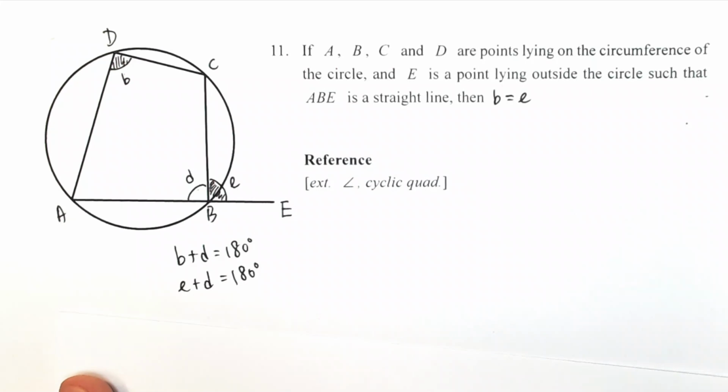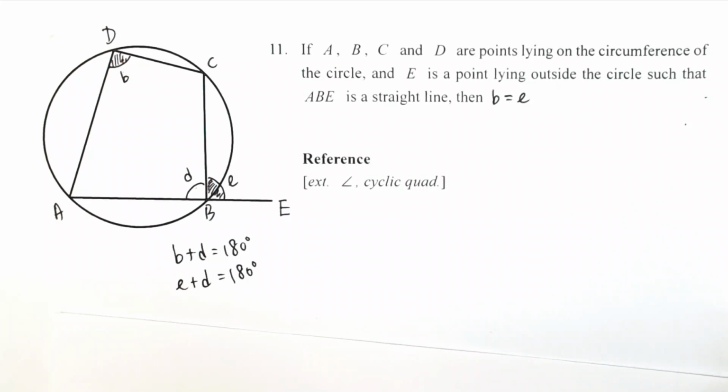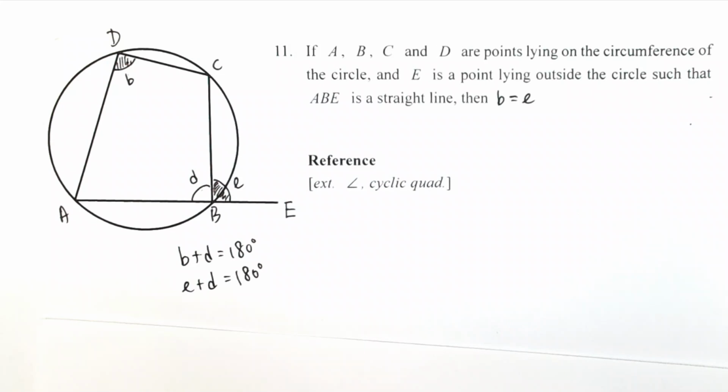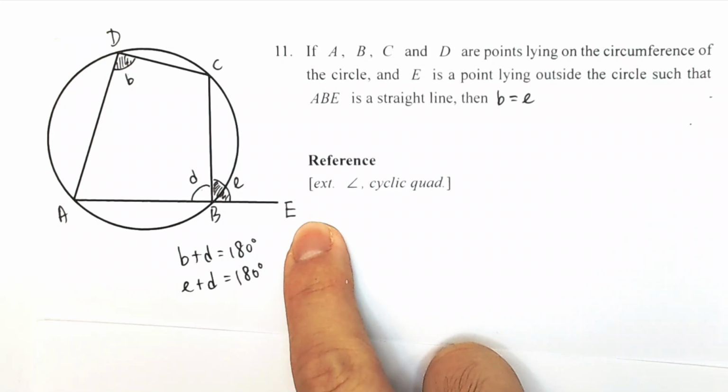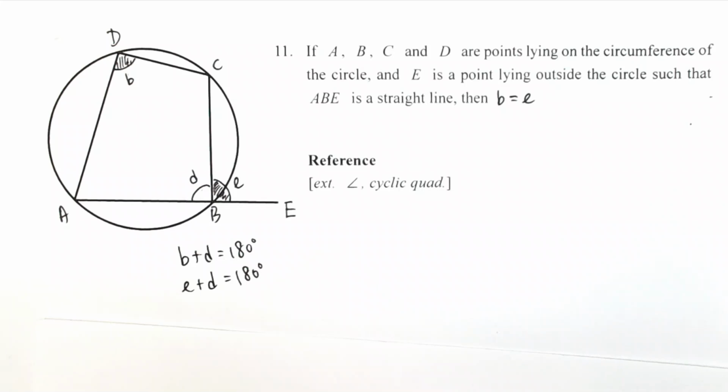In doing this kind of question, you need to note that there are at least 4 points lying on the circle. And in particular, for this kind of reference, you need to have some extension of a side. Okay, so that's all for the introduction of the angle properties in the circle, and there are some more examples coming up. Okay, thanks for watching.